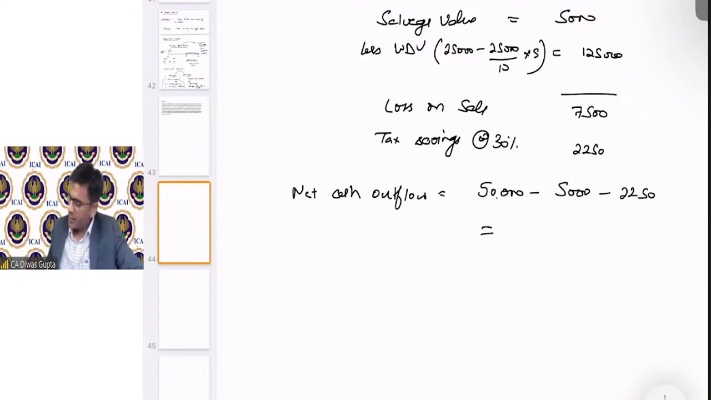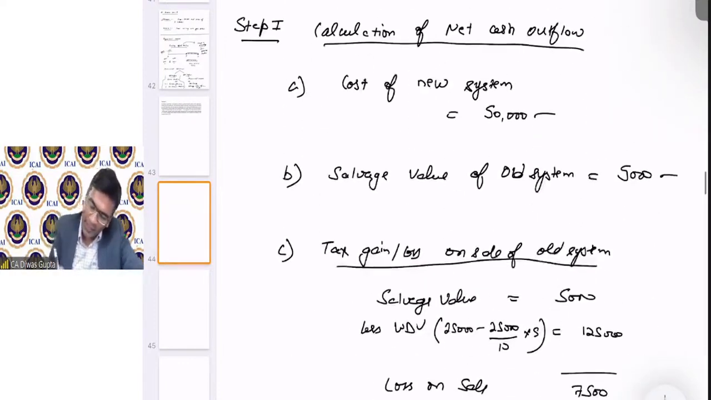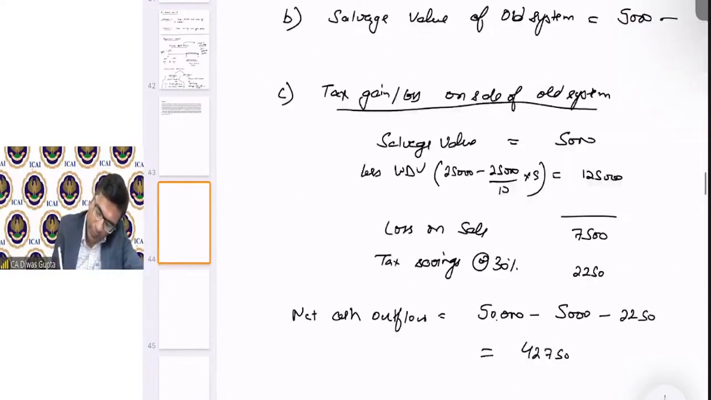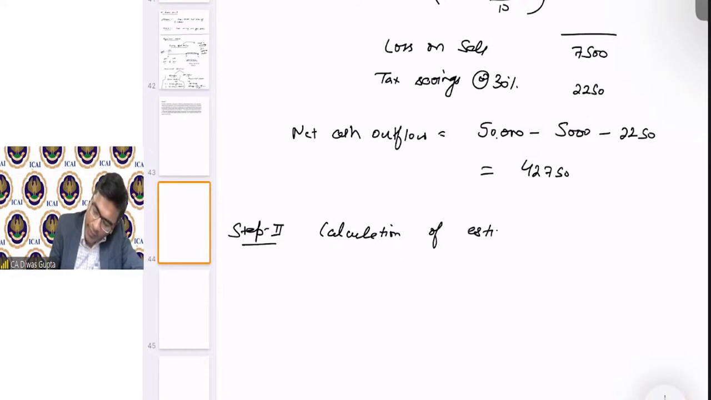So this comes as 50,000 minus 5,000 minus 2,250, which is 42,750. Okay. I hope this is a fair presentation of what we are trying to achieve. Then step 2. Calculation of estimated savings per year.